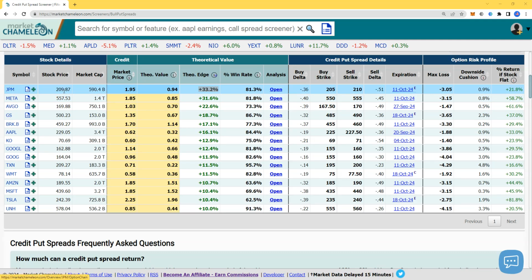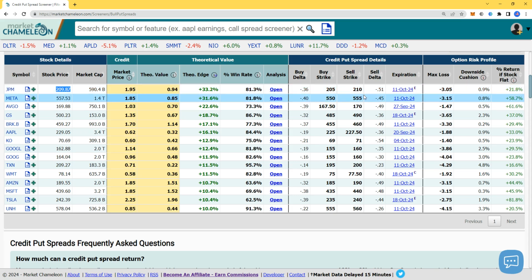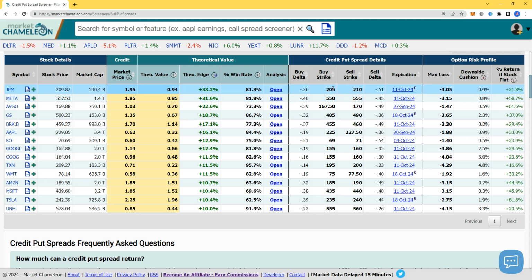So we got JP Morgan. I'm okay with that, 600 billion market cap. Look at this. What's the price today? 210. Okay, but look at this put spread. We're gonna go back to this in a minute, but it tells you right now, sell the 210. I'm not gonna do that because we're below the 210. We need to go a little bit above it.